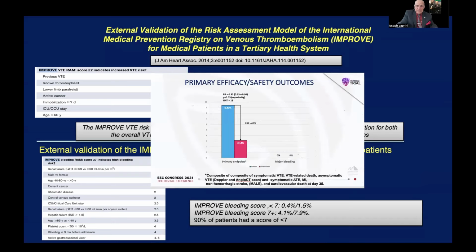And then finally, they showed clearly in patients, this is an outpatient population, and they were high risk, and they were given rivaroxaban for 35 days, and you could see a 67% risk reduction in the 35-day incidence, which was a composite of symptomatic VTE, VTE-related death, asymptomatic VTE, and symptomatic arterial thrombotic events, MI, non-hemorrhagic stroke, and cardiovascular death. Very interesting data to show the importance of outpatient prophylaxis.